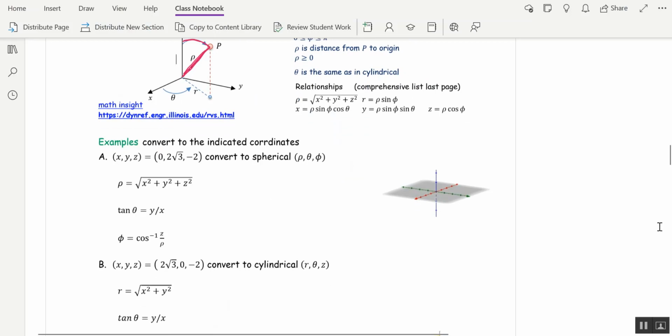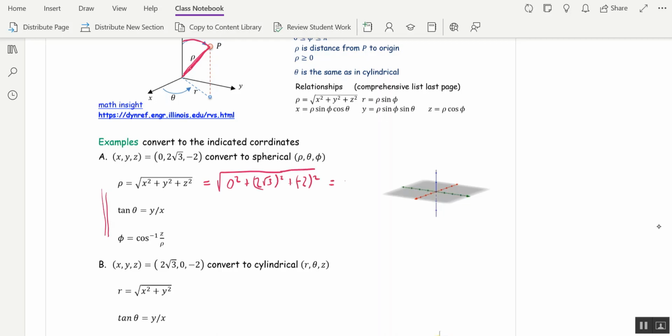Now we're going to convert a rectangular to a spherical. Rho is square root x squared plus y squared plus z squared. And again, these three equations are coming from the last page. So 0 squared plus 2 root 3 squared plus negative 2 squared is the square root of 12 plus 4, which is square root of 16, which is 4. So our point is 4 units from the origin.